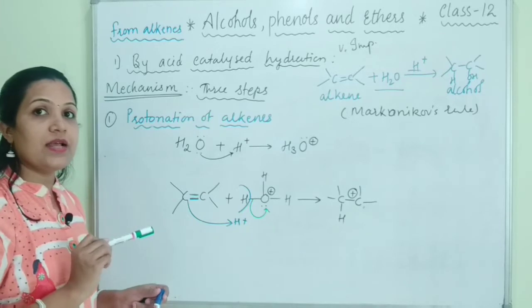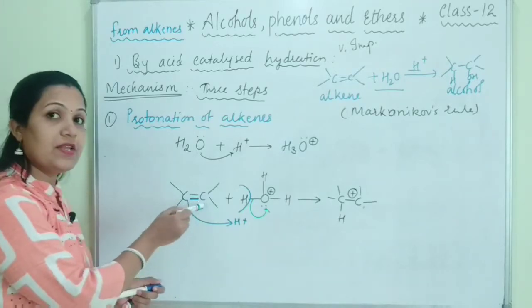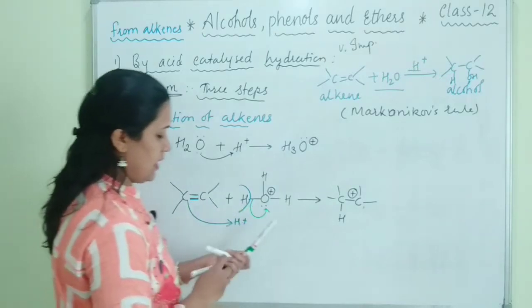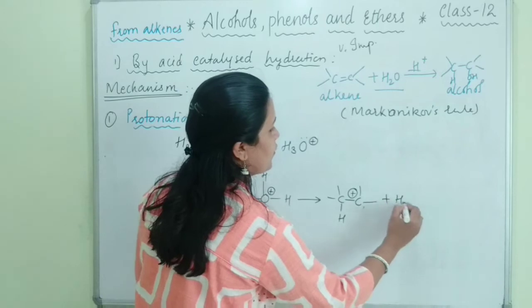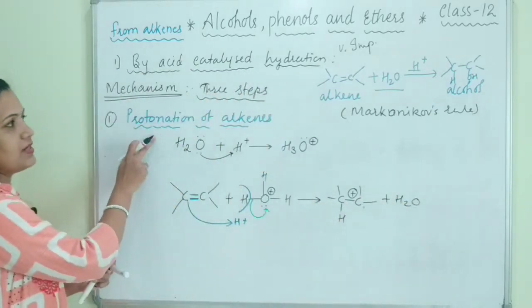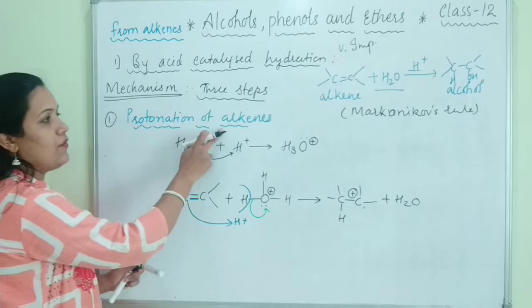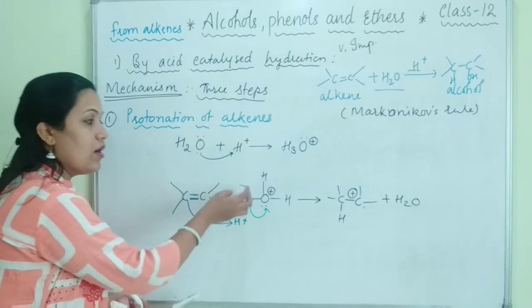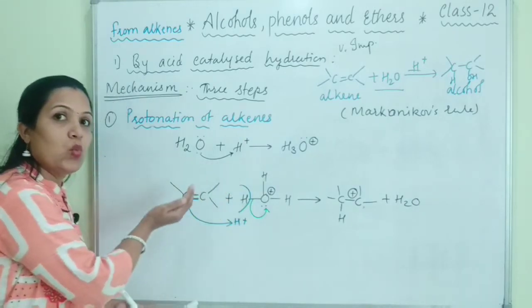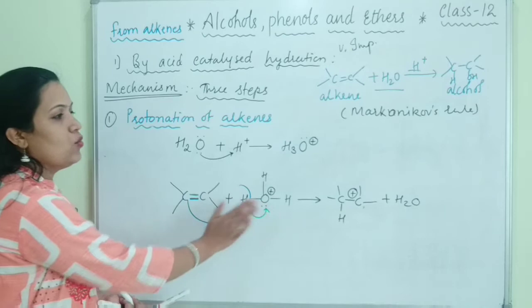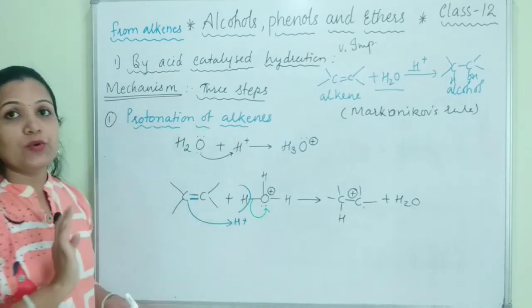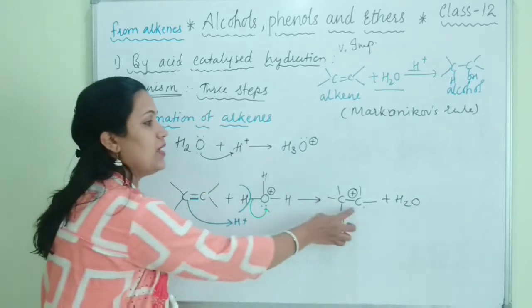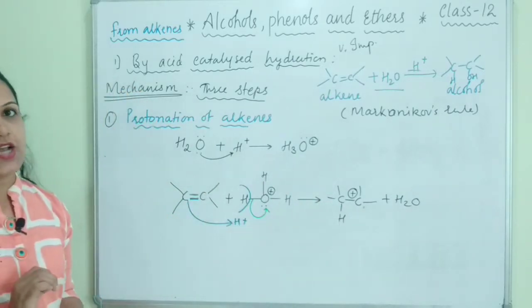Now why has this carbon acquired a positive charge? Because it has given its electron pair, and the hydronium becomes like an H2O molecule. So this is the first step, and that one is protonation of alkenes. In protonation of alkenes, the alkene has taken one hydrogen from the water and it becomes protonated, and as it has taken the proton, that's why it becomes positively charged.